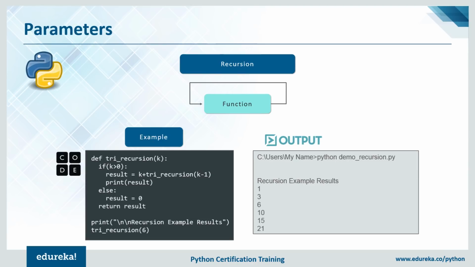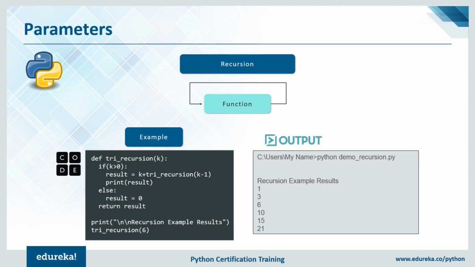this function. I know it sounds complex, but how you can actually analyze a recursive function is to take a pen and paper, write down the values of k at every point of time and then trace what is available in the memory, guys. If k is greater than 0, we compute the result. Else we set it to 0 and we return the result. And lastly, we print the recursion example results and we call the function by passing it a value of k, right? So k is 6 in our case.